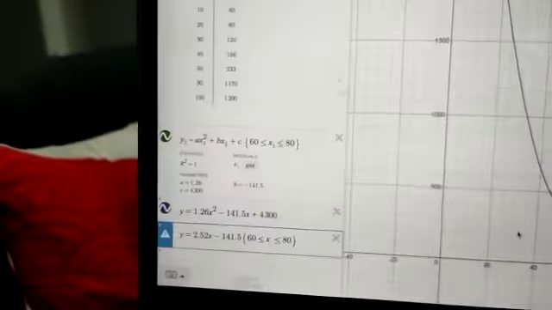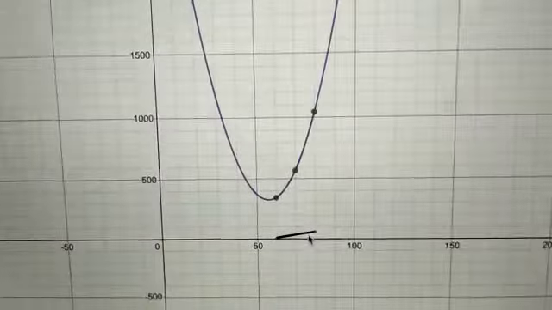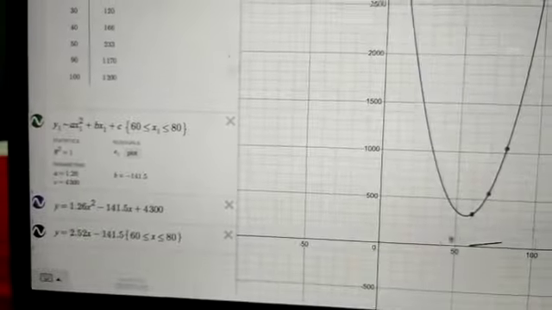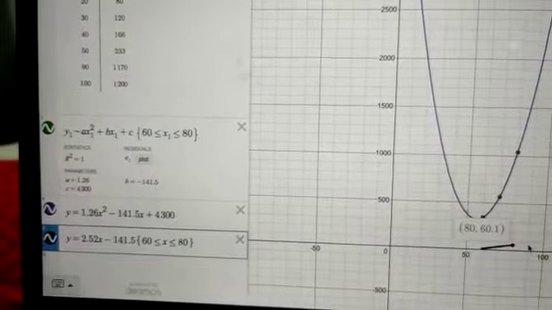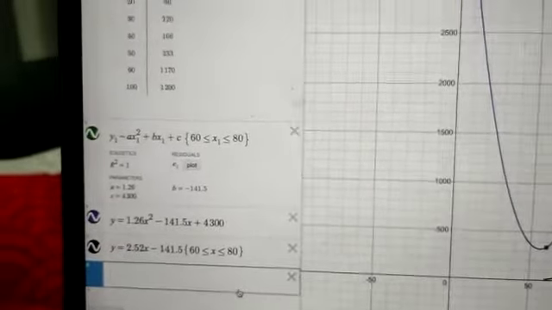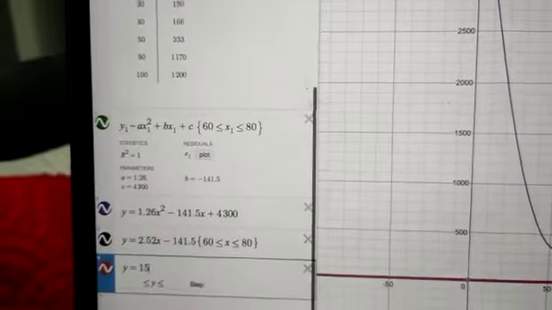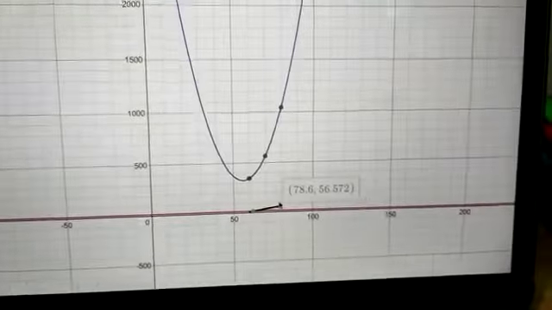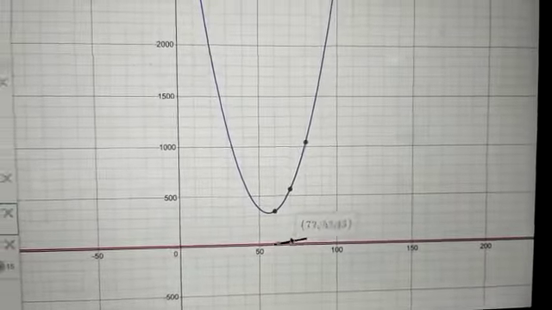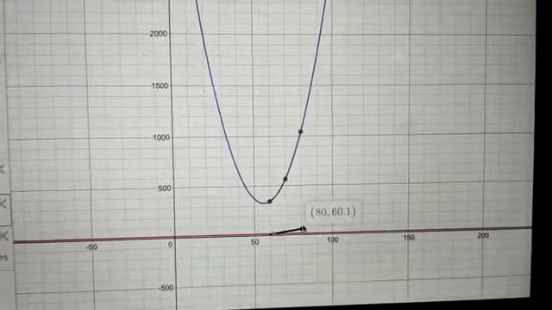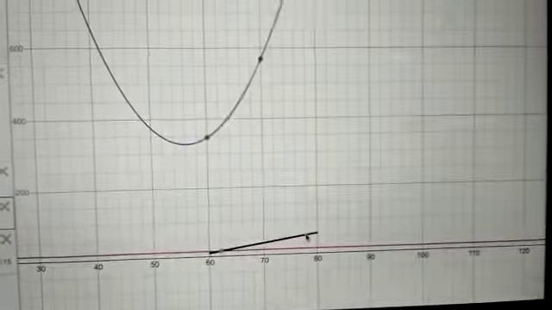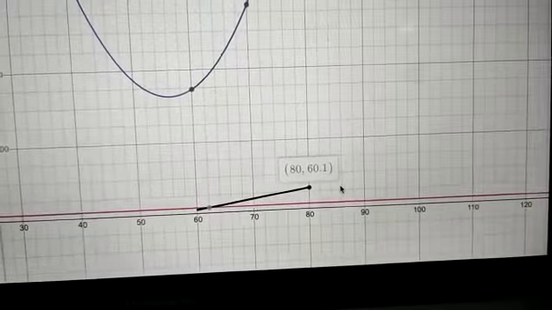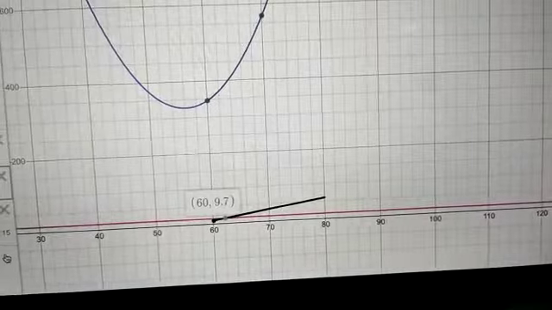As you can see, this graph over here is the values of our gradient at x equals 60 to 80. If I let the speed be 15, this black line is the graph of the motorist's speed between x equals 60 and x equals 80. Between x equals 60 and x equals 80, his maximum speed was 60.1 meters per second, and his minimum speed was 9.7 meters per second.